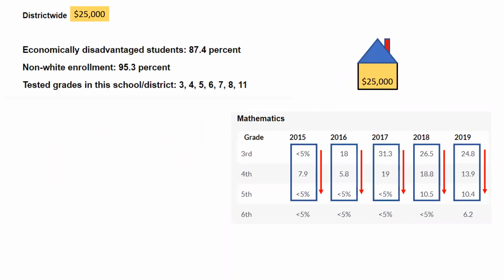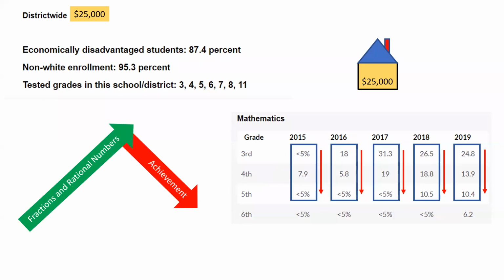Okay, the next one is a district we're going to call 25,000. Economically disadvantaged is 87%, so almost 90% of this district is economically disadvantaged. Non-white enrollment is 95%. We already know that when a district has a lot of poverty and is in an economically depressed area, you're going to have lower scores off the top. So let's take a look here, and see what's happening to achievement as the curriculum increases with fractions and rational numbers.